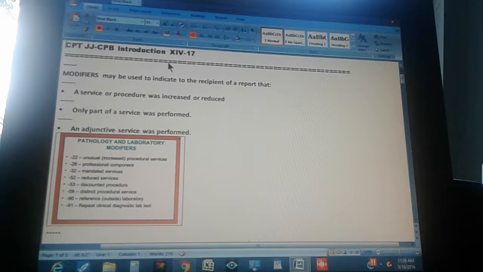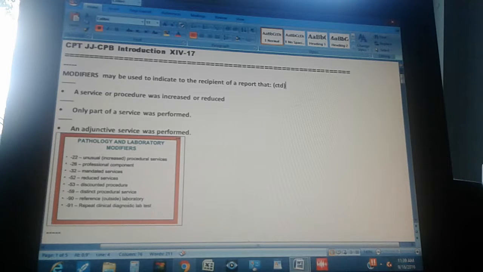CPT JJ CPB Introduction, page 14, level 17. Modifiers may be used to indicate to the recipient of a report that... Put "continued" after that, because we will continue after that. Put "continue" there, because we're continuing these reasons why you use a modifier, right?